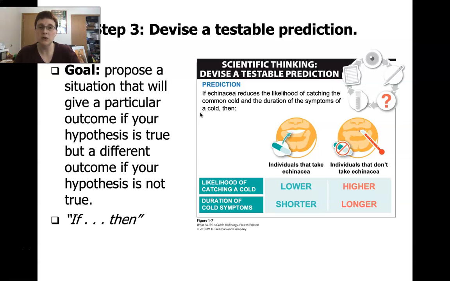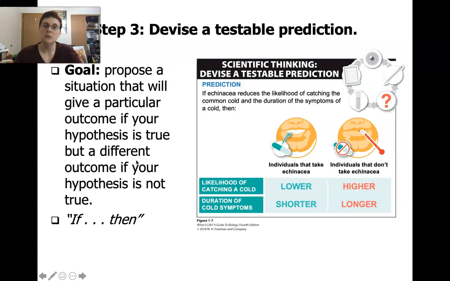then, and this is where you are describing a little bit of your experiment, because the then is individuals that take echinacea will have lower likelihoods of catching a cold and shorter duration of cold symptoms. And then the opposite would be true of individuals that don't take echinacea. So that would be why your hypothesis needs to be able to generate predictions. So if you can write an if-then statement with your hypothesis, then you've got a good hypothesis.